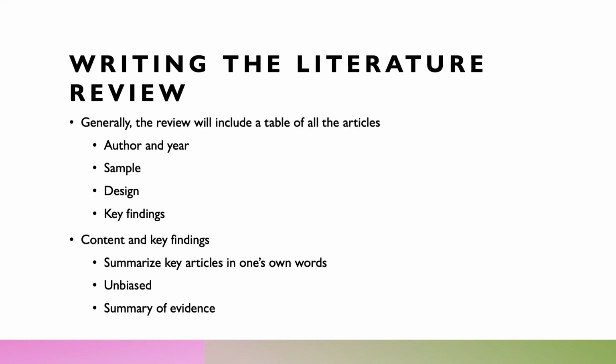And then you come to writing the literature review. Generally, a review includes a table of all the articles you've reviewed. And frequently when you're looking at literature reviews, they will separate it out into 2 tables, one for quantitative articles and one for qualitative. You will always look for the author and the year, the sample, the design, and the key findings. And when you're writing your literature review, you will make sure that you discuss these things.